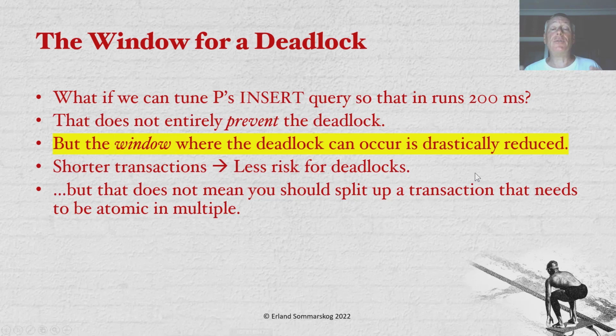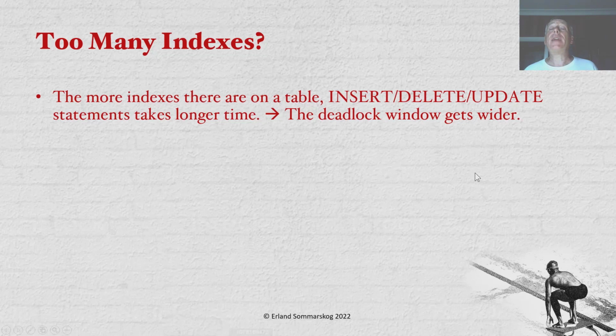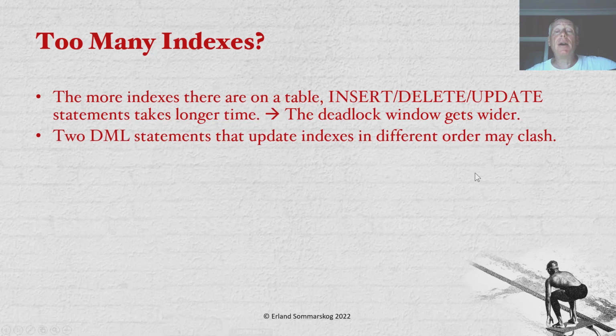Now, the last thing I'd like to discuss when it comes to indexing is that, as I said previously, maybe we can add an index to resolve the deadlock. But you may also have the situation that you have too many indexes, and that's why you get the deadlock. First of all, keep in mind that if there are more indexes on the table, insert, delete, and update statements take a longer time, and therefore the deadlock window gets wider. But also two DML statements that run at the same time may update the indexes in different order, and therefore they clash and deadlock.